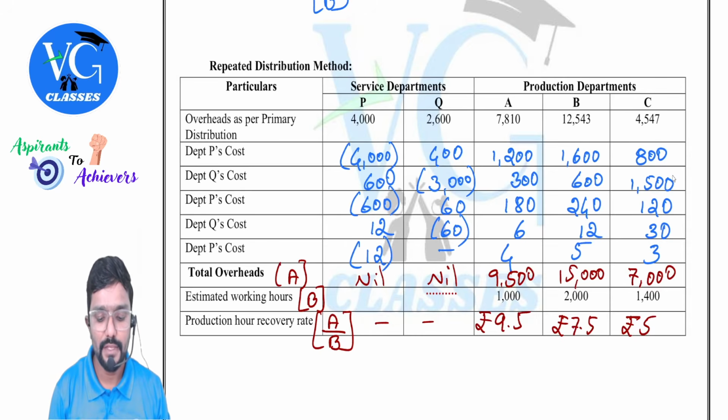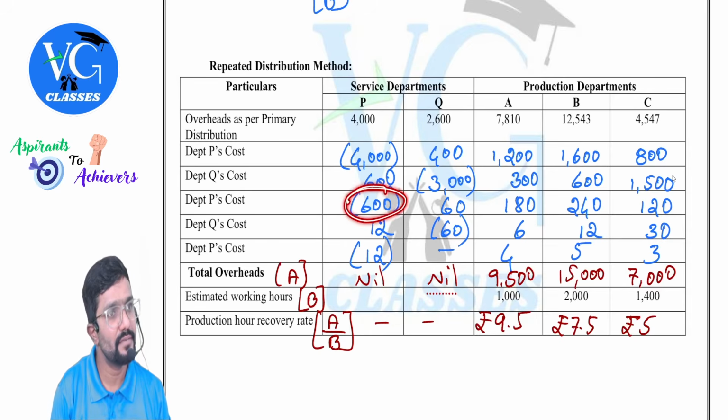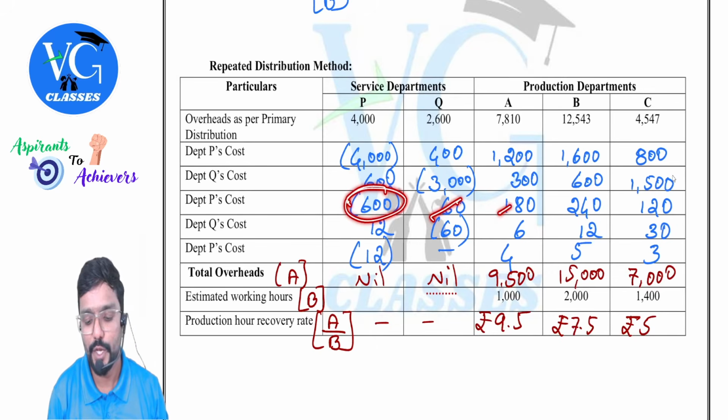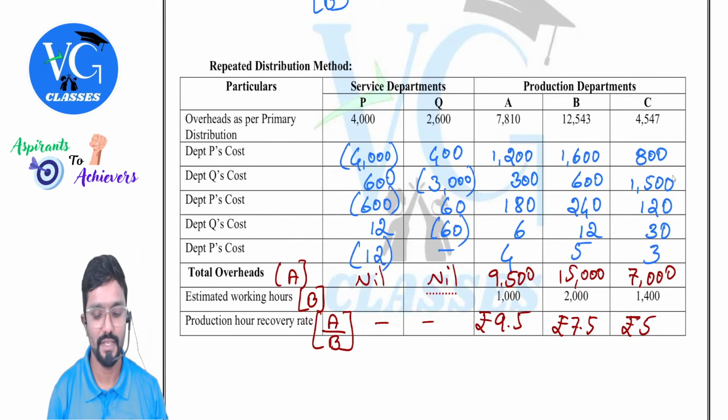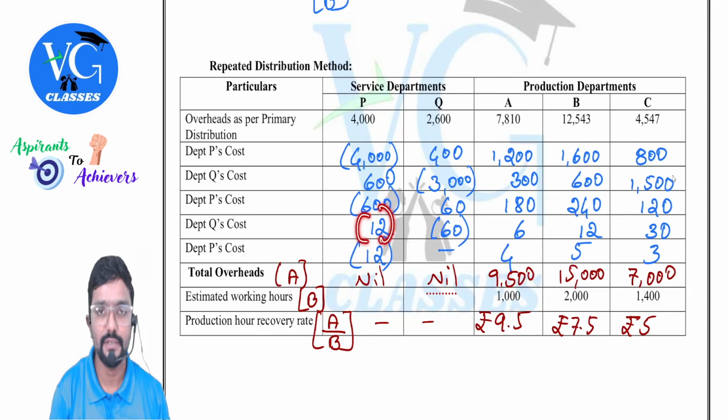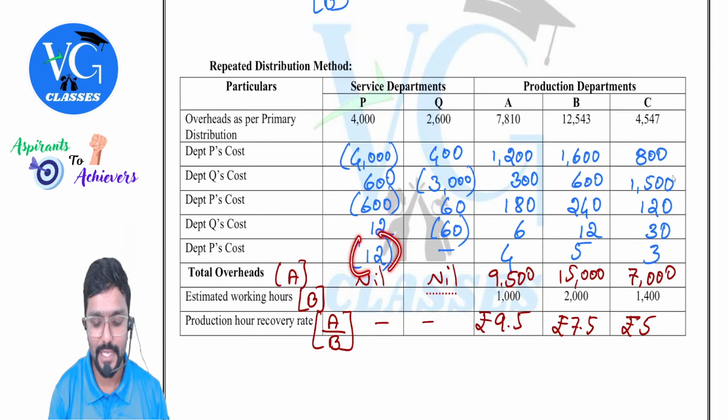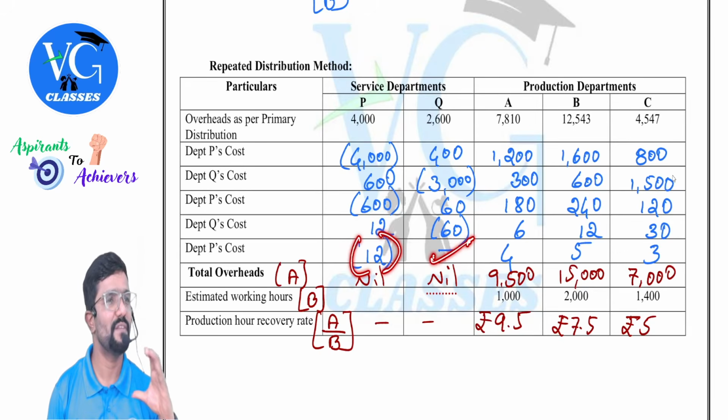Yes. Then again, sir, this guy has received 600. Redistribute it to Q, A, B, C. Then again, next step, this guy has received 60. Redistribute it. 60 has to be redistributed to whom, sir? P, A, B, C. Then they have received 12, right? Redistribute it. So 12 has to be redistributed to whom, sir? It has to be redistributed to Q also. But I want to stop it here only. When it is nearer to 0, stop it.